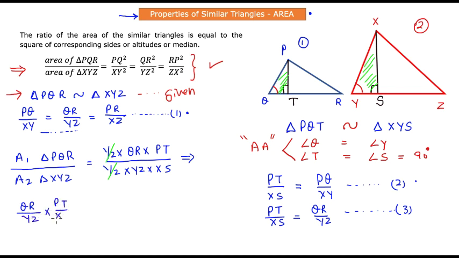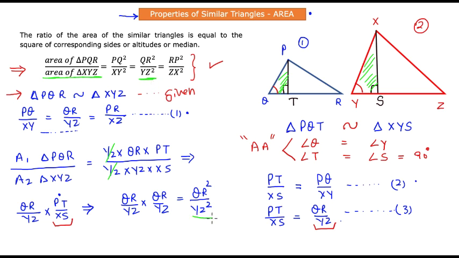We can rewrite this as QR over YZ times PT over XS, right? But this PT over XS, the ratio that we are finding here, can be equated to the expression we had in our finding number 3. That means you can once again rewrite this expression by replacing PT over XS with QR over YZ, and you can say that it is QR over YZ times QR over YZ, right? That means it is equal to QR squared divided by YZ squared, correct? And isn't that what we wanted to prove here, that the ratio of the areas of two triangles is equal to the ratio of the squares of the corresponding sides, which is what we have obtained here, okay?